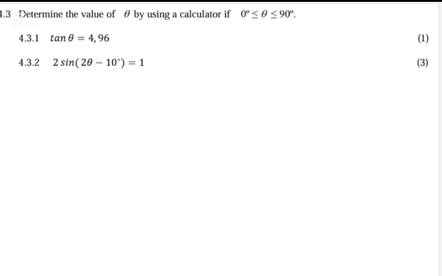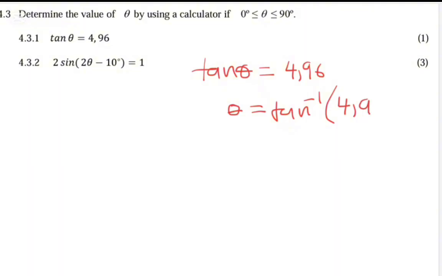So the next one, they say determine the value of theta by using a calculator if theta is between 0 and 90. So these are called trigonometric equations. How do we deal with them? They're very, very easy. Since here we have tan theta, which is equal to 4,96, I'm just going to say theta is equal to tan inverse, and then we're going to put this number that is here.